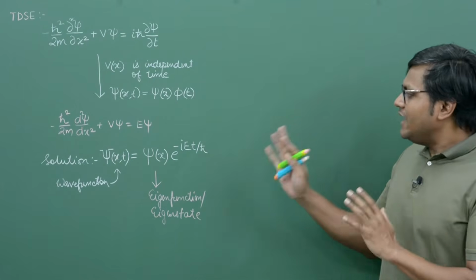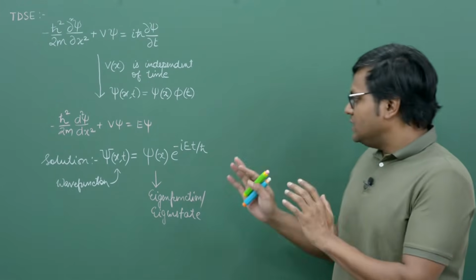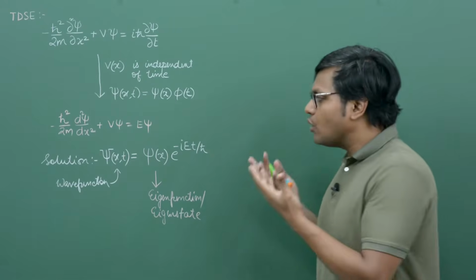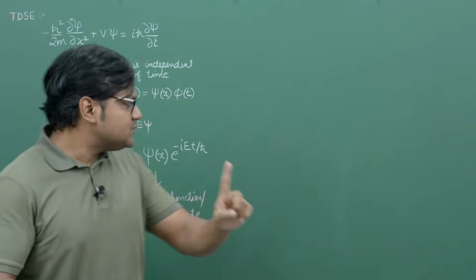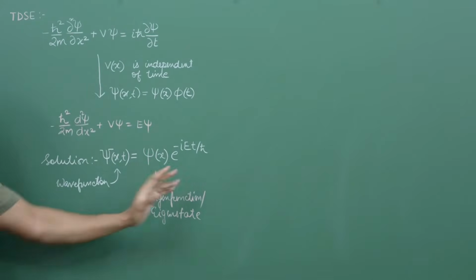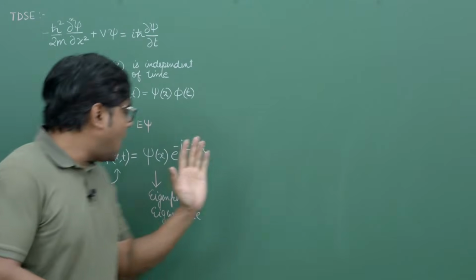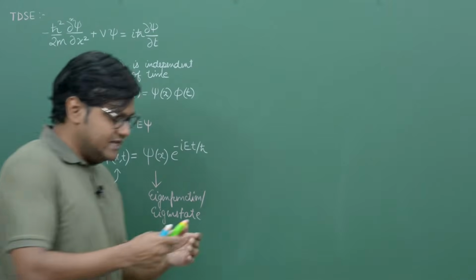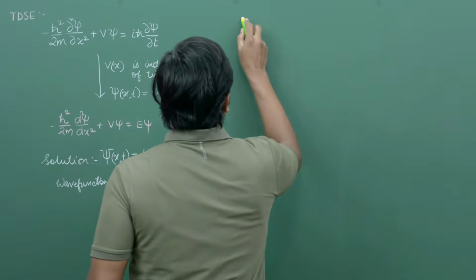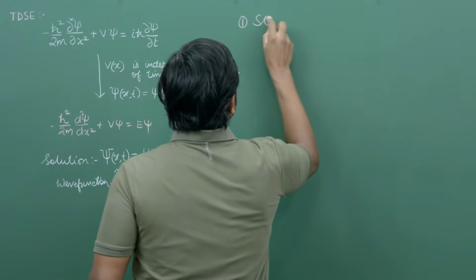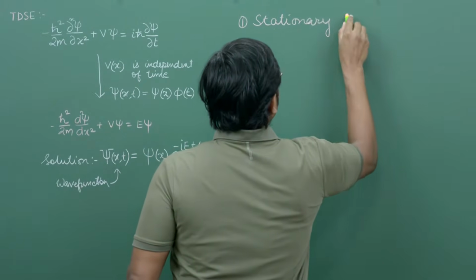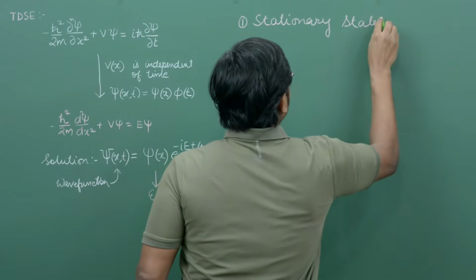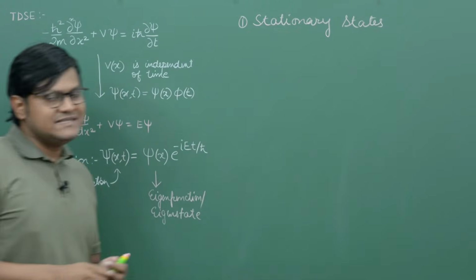But the moment I apply this methodology, there are certain properties that automatically emerge, and those properties I want to discuss today. The first property of these wave function solutions is that they are stationary states. So the first thing that I want to discuss today is stationary states. What do I mean by stationary states?